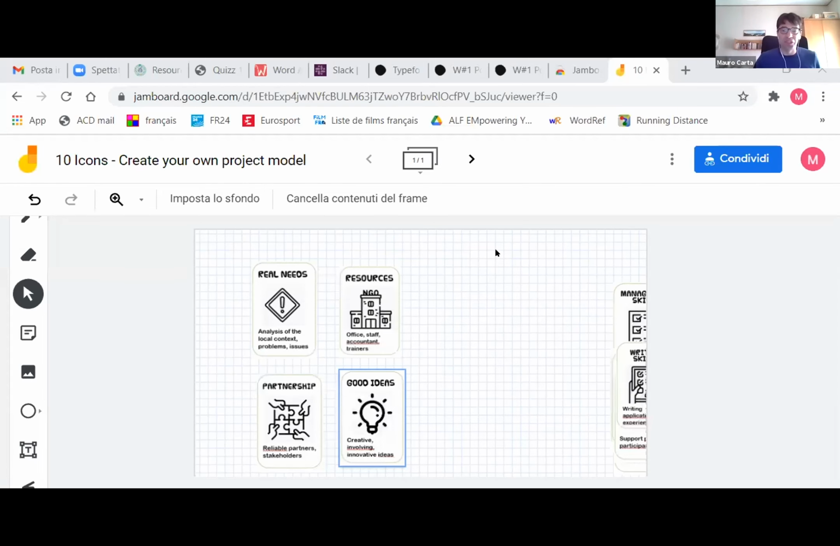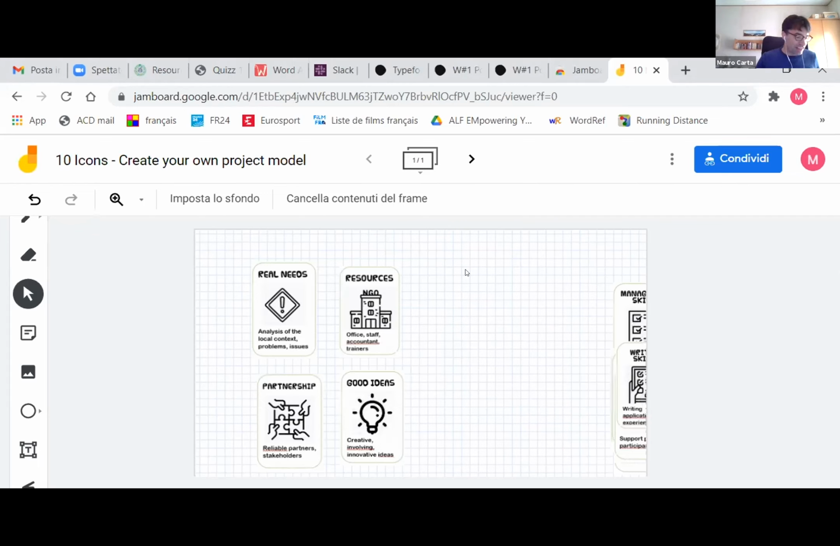I will share once again the screen. So this is actually the model how we see it. We put aside 6 icons and we kept these 4, which are very similar to what you said, even if there is some differences. And so we can start from real needs. So according to the model that we would like to show to you, real needs is the starting point.